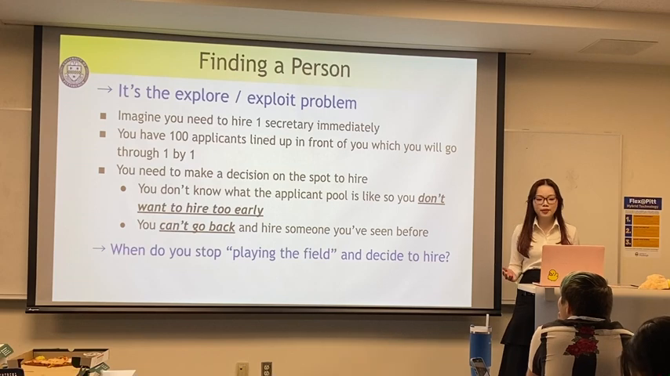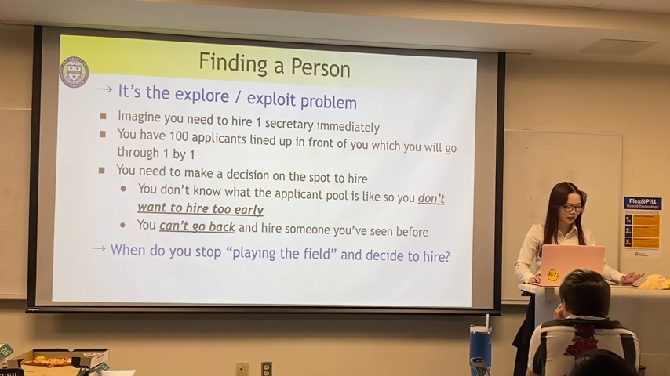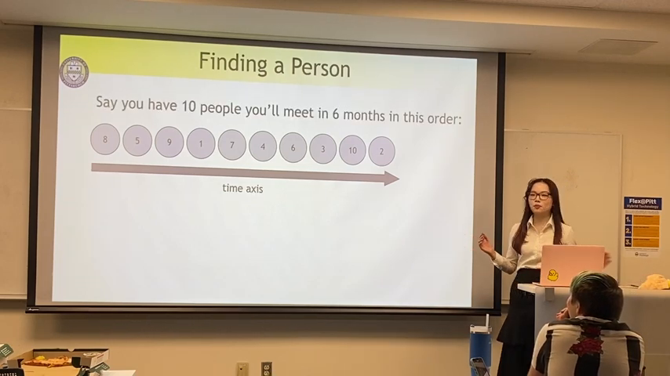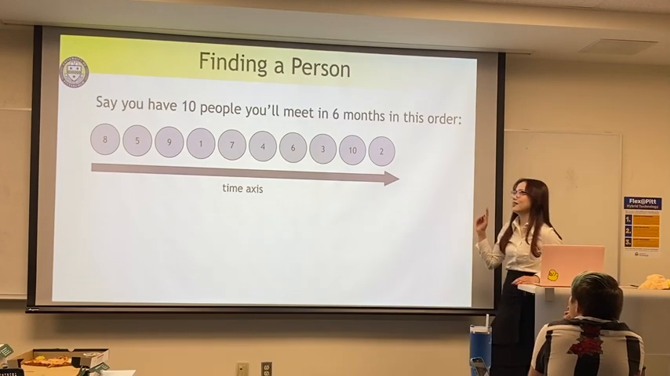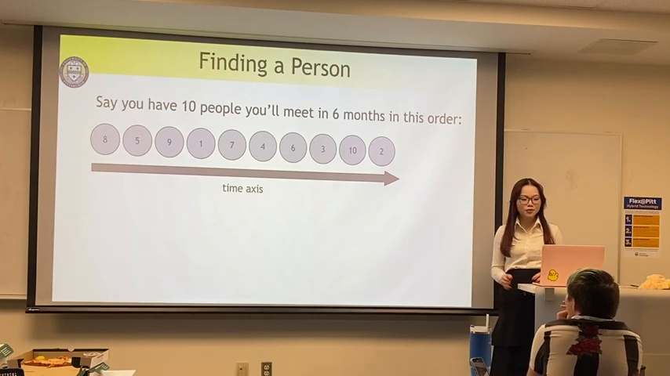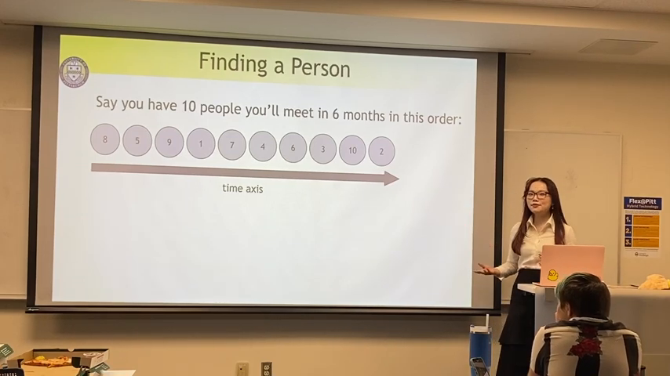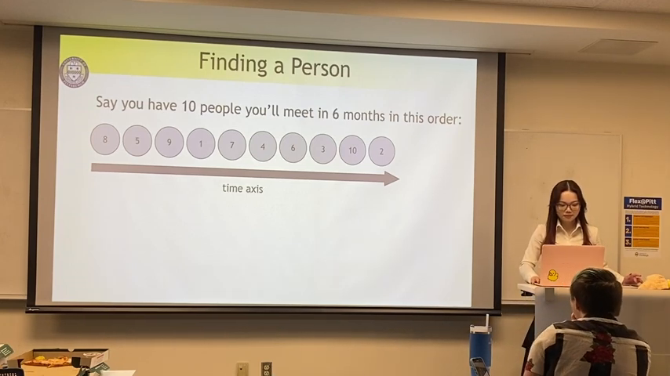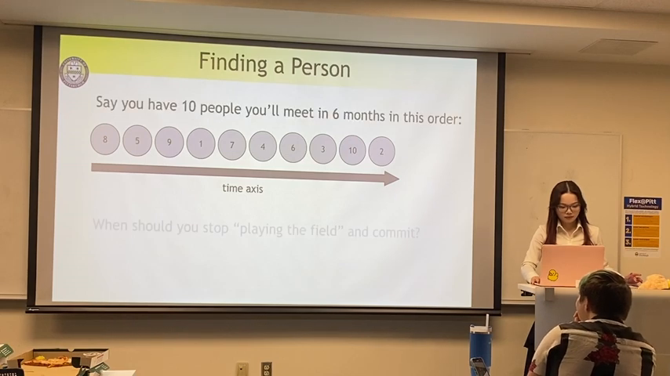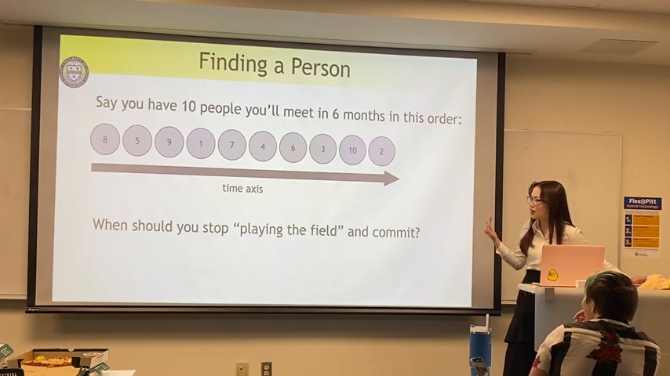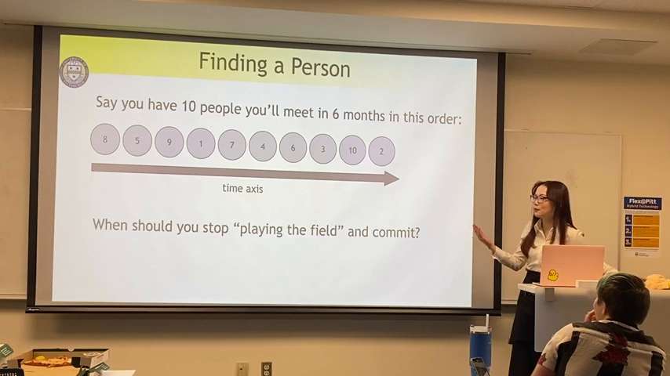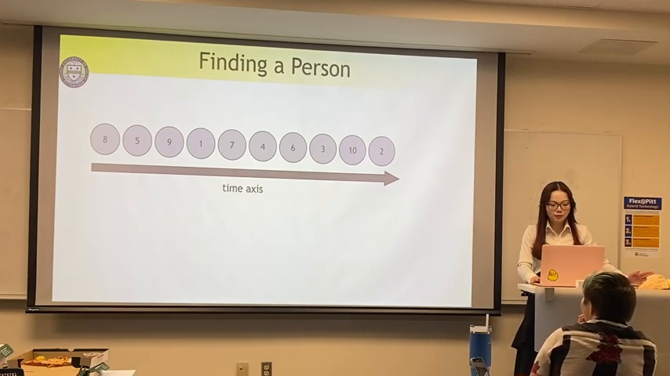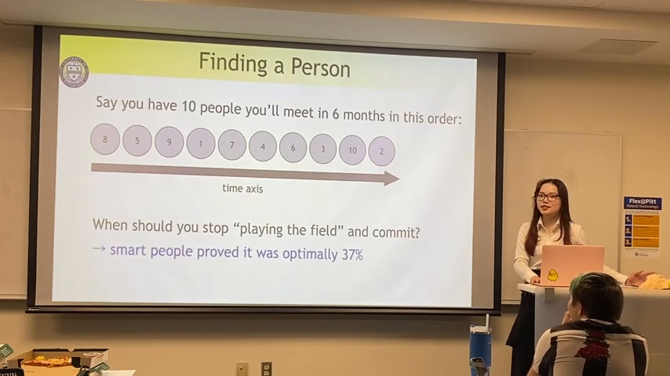And so when do you stop playing the field and decide to hire is a question that we need to ask. Okay, say we have this setup. You have 10 people that you'll meet in 6 months in this exact order, and each number represents your compatibility with them, going from 1 to 10. It's kind of dehumanizing to rank people like this, but it's okay. Let's ignore that. Okay, when should you stop playing the field and commit? Like for the first couple of people, you want to play the field and no. And some smart people figured it out, and optimally, it's 37%.